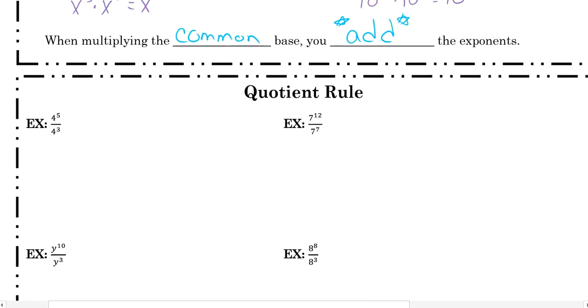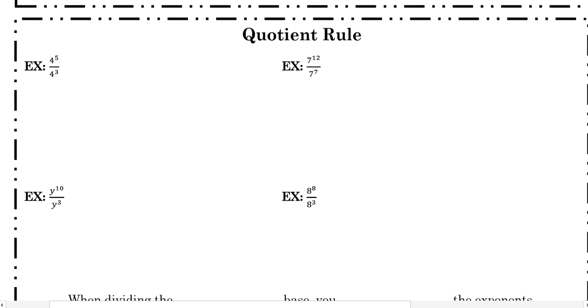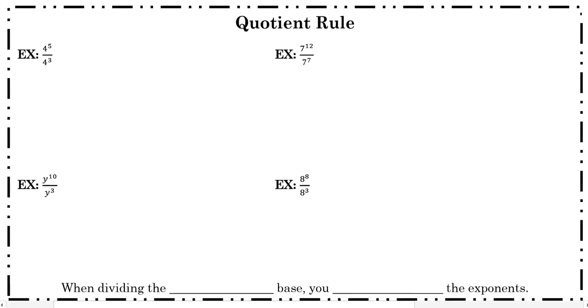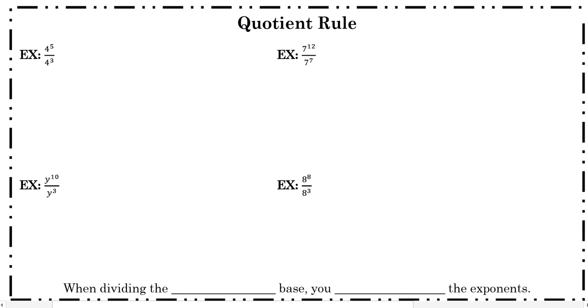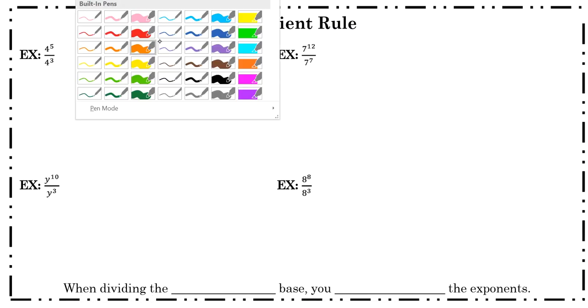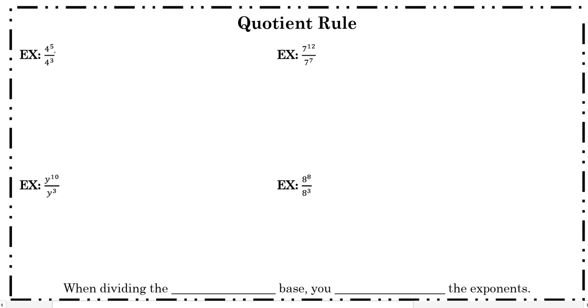Moving on, if we look at the quotient rule, this comes into play when we are dividing our common bases. So again, if I'm looking at expanding the expression that I'm given, I have 4 to the 5th, so that would be 4 times itself 5 times. And I would be dividing by 4 to the 3rd, which would be 4 times itself 3 times.